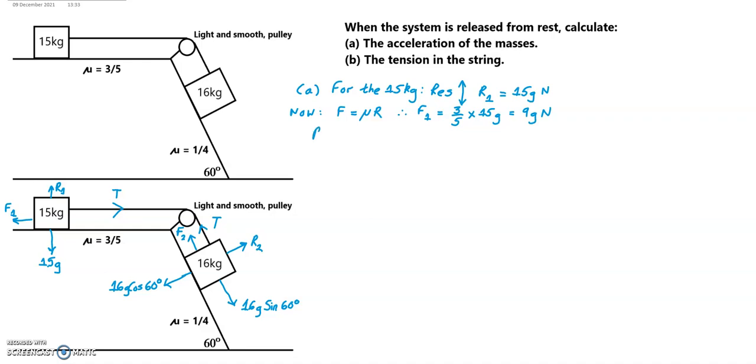Now resolving horizontally to the right, because the 15 kilogram mass is moving horizontally to the right, we have T, take away F1, which is 9g. So that's the resultant force acting to the right, and that's going to equal ma, mass times acceleration. So that's going to be 15a. And I'm going to denote this equation as equation 1.